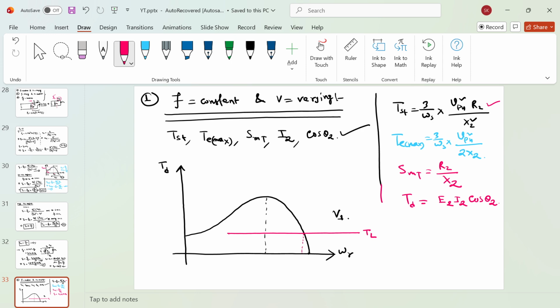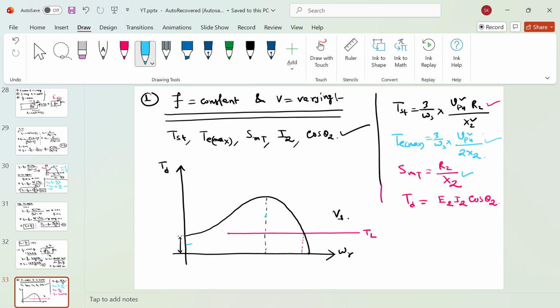So if initially your starting torque was this much, there will be much more reduction. Maybe this time the starting torque will start from here, so definitely there is a starting torque minimization. In the maximum torque equation too, if you reduce the voltage, the maximum torque will also reduce. Maybe it will be here. And slip at maximum torque has no effect.